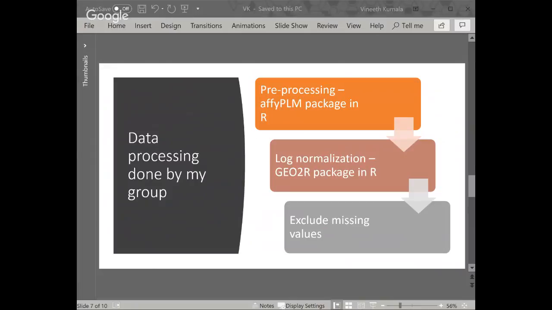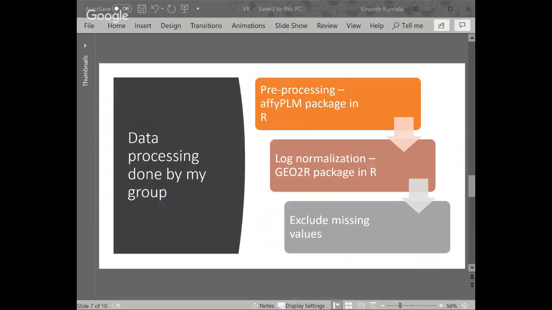And so these are the steps in our data processing. So in the pre-processing, log normalization and excluding missing values. The original article applied quantile-based normalization using the FEPLM package, although it was thought that the robust multi-array function of the oligo package might present a better alternative, but the lack of CEL files from the database prevented us from taking that approach.